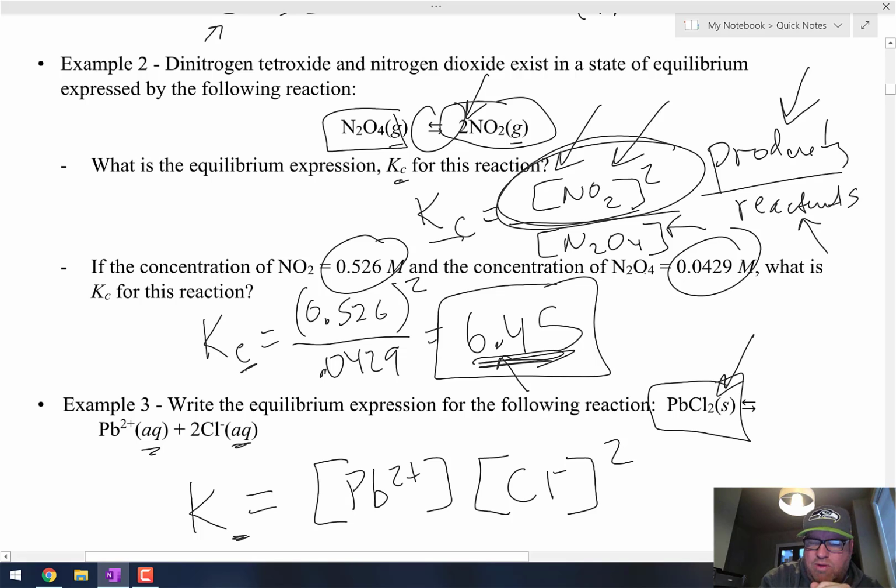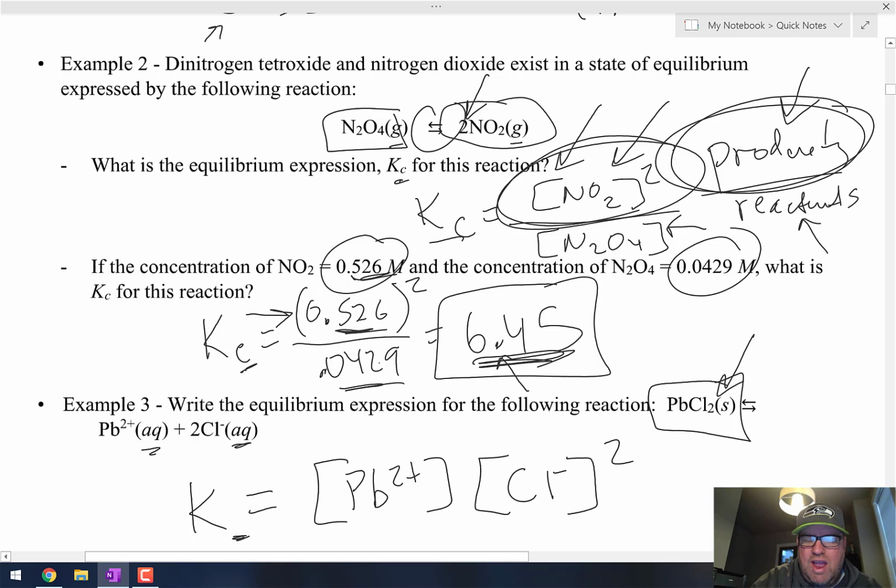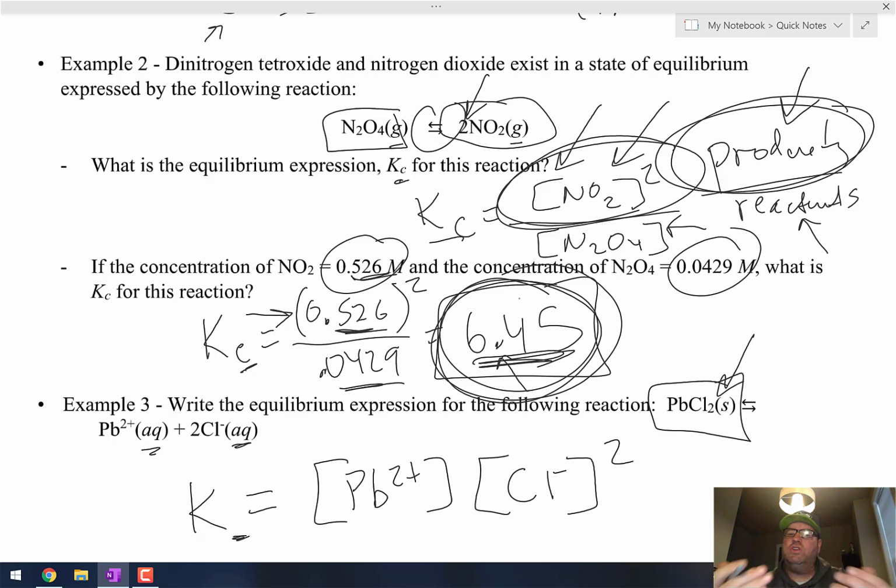So if you have an answer of 6.45, that means that you have a lot more products than you do reactants, which you can actually already see. Looking back at this example, notice we had 0.526 as the concentration of NO2 and only 0.0429 as the concentration of N2O4. So we had way more product than we did reactant, which again, is what that number tells us. If it's greater than 1, it means we have more product than we do reactant. And of course, if it's less than 1, then we have more reactant than we do product. And if it were equal to exactly 1, then that means that the ratio of the reactants to the products are exactly equal to each other.